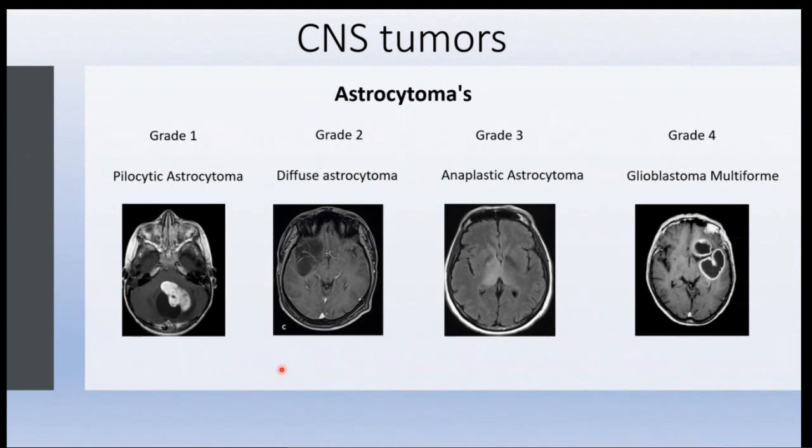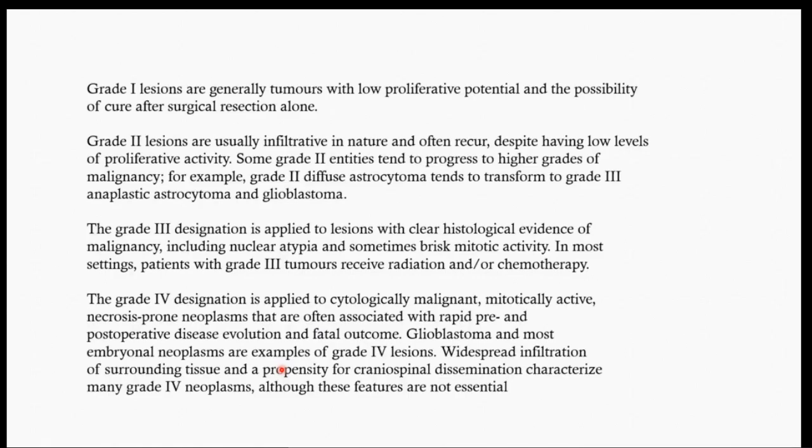So they tend to have necrosis. So why is it important to have these in grades? The reason why we grade these lesions is because they affect the prognosis and the treatment. For example, for grade 1, because it has a low proliferative potential and the possibility of a cure is high, surgical resection is indicated once it is possible.